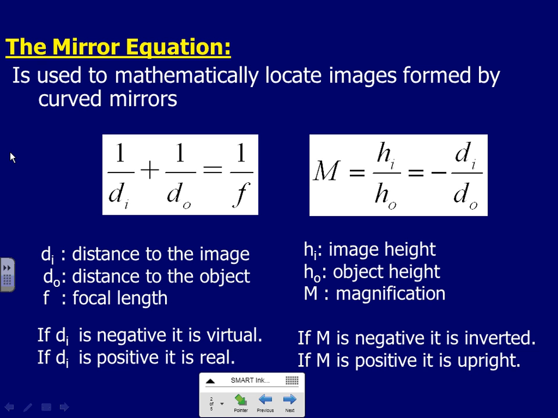Like I said, these are actually three equations. The first one contains DI, the image distance, how far the image is from the mirror. It contains a DO, the object distance, how far the object is from the mirror. It contains an F, the focal length.